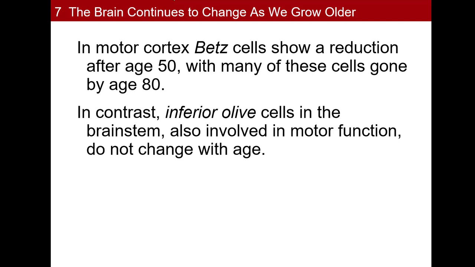We can also see some changes in motor skills. What's interesting is that some of your cells that control motor abilities do tend to reduce as you get older. It talks about the Betz cells in the motor cortex that start reducing after age 50 and may be completely gone in the 80s. On the other hand, it talks about inferior olive cells in the brainstem, a little bit deeper in the hindbrain area, that are also important for motor function and do not decrease with normal, healthy aging. So this is where we can see a loss of some, but not necessarily all, motor control.